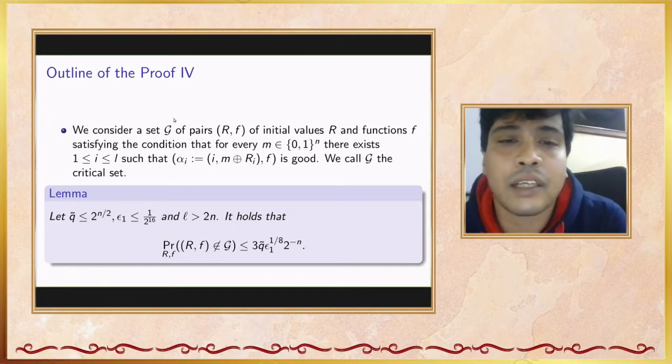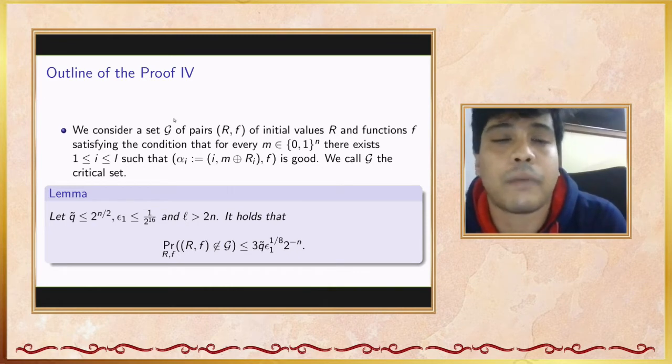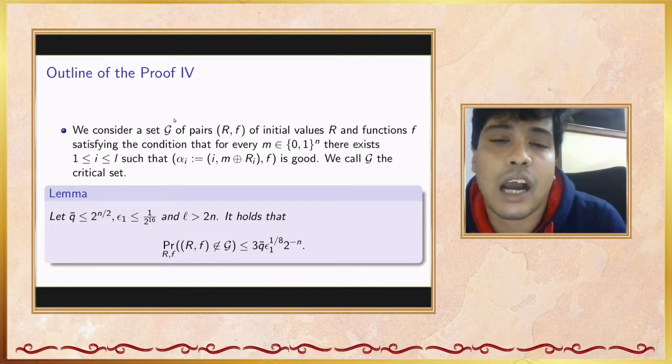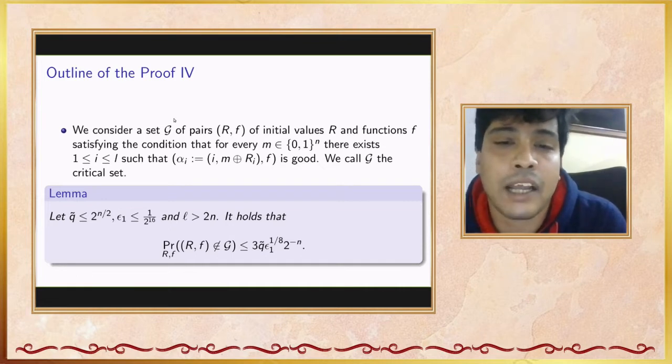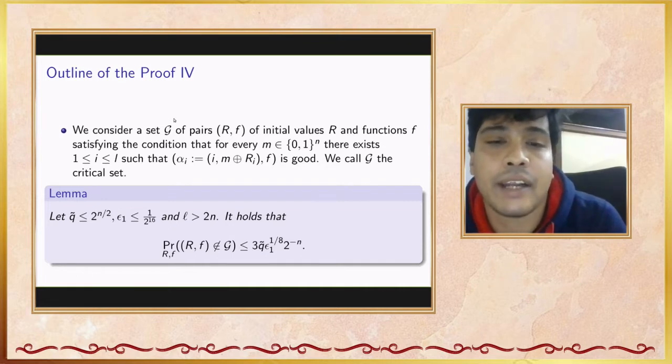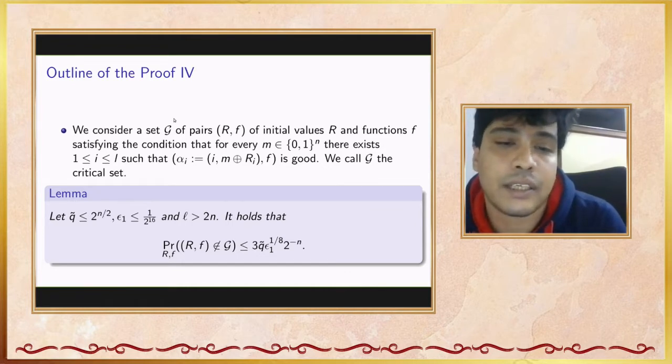We basically then construct a set which we call critical values. They consist of pairs, the public random string R and random functions F, such that for each m there exists an index i such that m plus Ri is good for Fi. That is basically, m plus Ri is not a cooked point for Fi, and also m plus Ri has not been queried by any cooked point for F. And we call such a set the critical set.